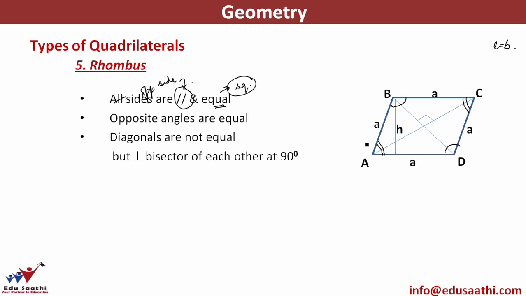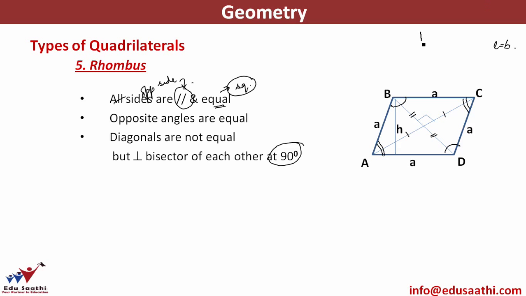Diagonals are not equal in length, similar to the case of parallelogram, but the diagonals bisect each other. The diagonals bisect each other at 90 degrees. So this is what makes it different from parallelogram. In case of parallelogram, the diagonals do not bisect each other at 90, whereas in case of rhombus, the diagonals bisect each other at 90.